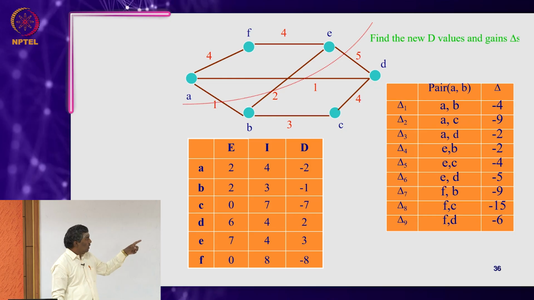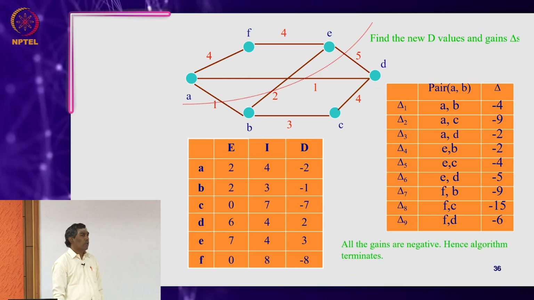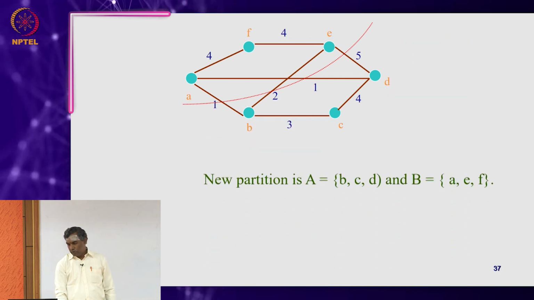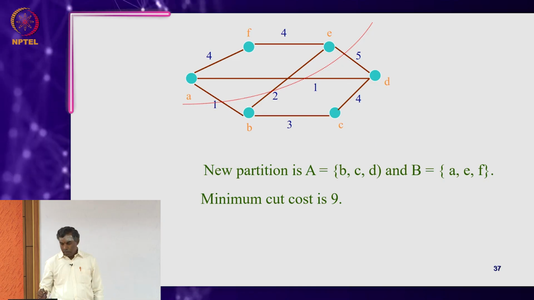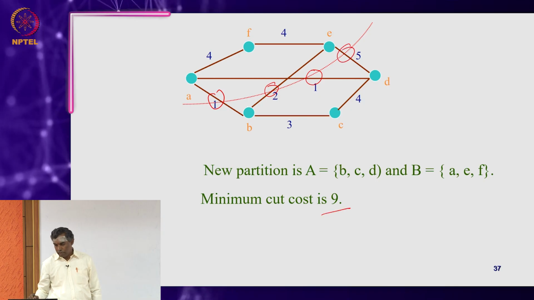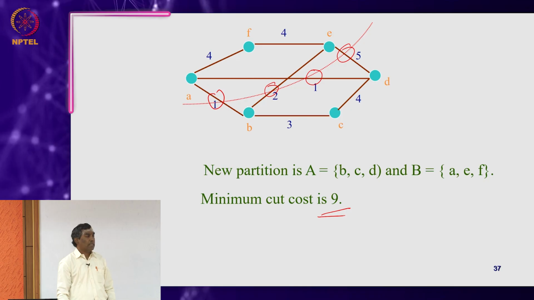See here, all the gain values are negative. So the sum is always negative, then you can stop the algorithm. This is the procedure, so this is the best partition. The minimum cost is 1, 2, 1 and 5. Therefore, the cut cost is 9. Okay, this is the easy way. I am just giving an example.